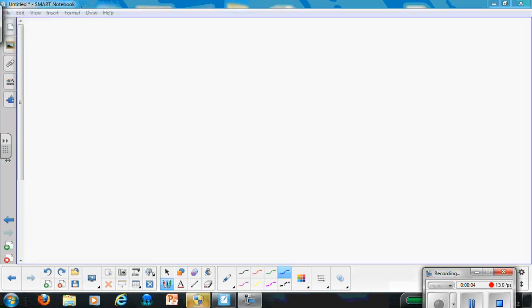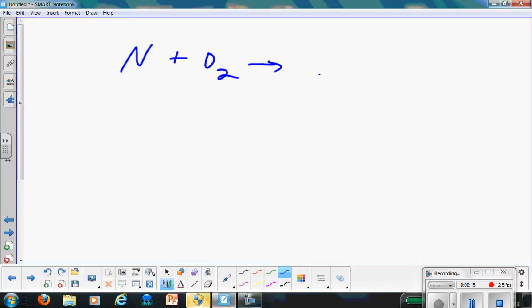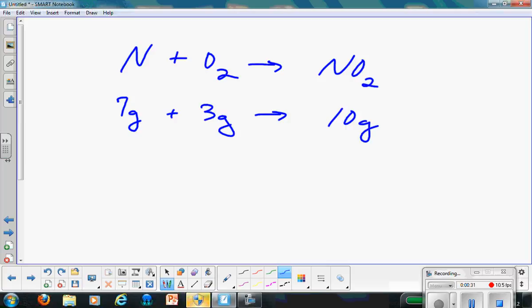All right, so today we'll look at conservation of matter. We saw conservation of mass. When we talked about mass, it would be something like this. If I had nitrogen plus oxygen combined together to form NO2, if I had 7 grams of nitrogen and it combined completely with 3 grams of oxygen gas, then if they all combine fully, I need to account for all 10 grams of this product over here.